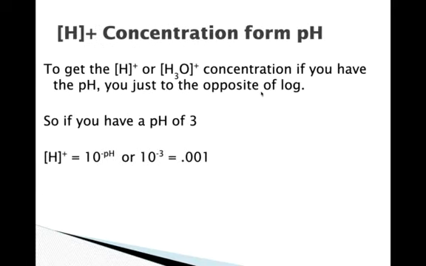Let me show you an example. So for example, if we knew our pH was 3, we would know that our concentration in that solution must equal 10 to the negative third, or 0.001. That's our concentration of hydrogen ions in this solution. It's just the same logarithm pH formula, rearranged to solve for concentration instead of pH.